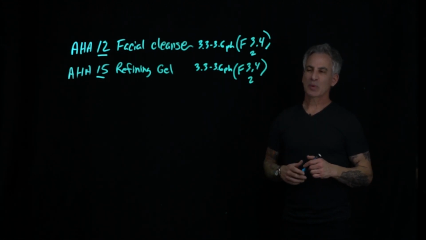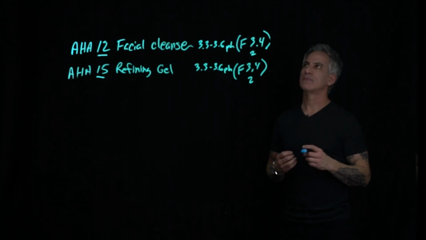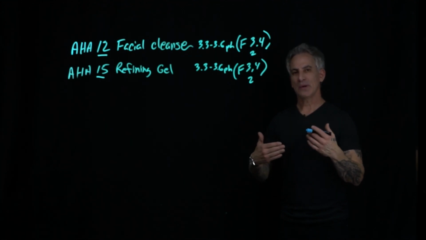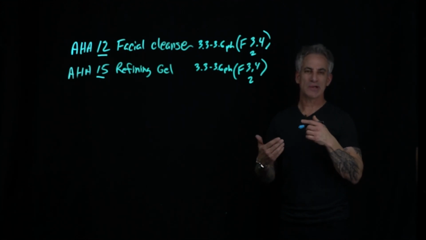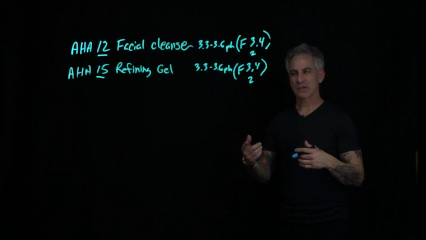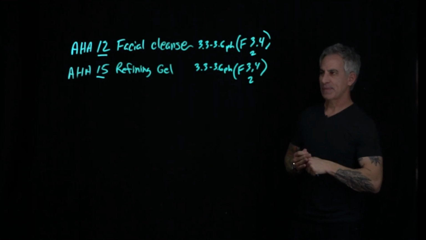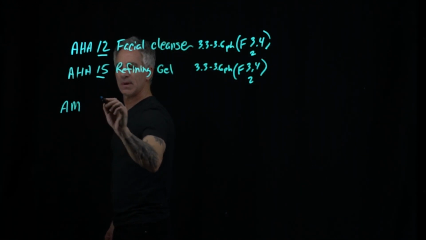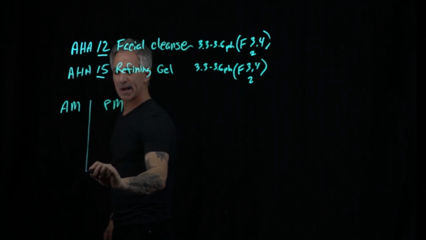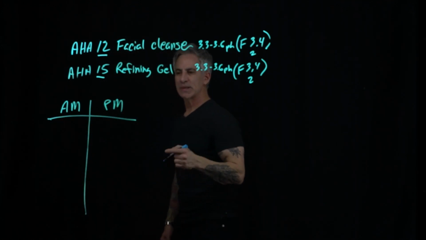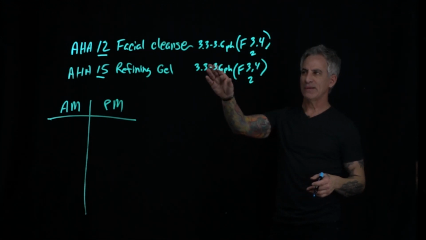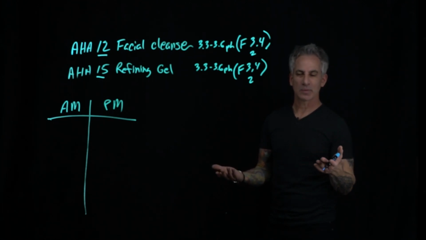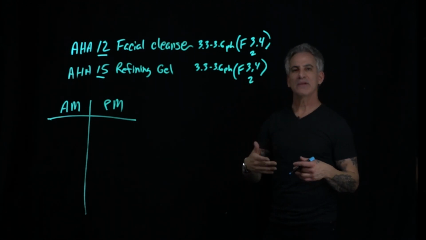Okay, both of these products are what I would call products that would be used in a regenerating cycle if the client would not be available to do a regenerating cycle with actual chemical peels. So basically how that would work is this. With the AHA 12 Facial Cleanser, this is AM, and this is obviously PM, okay? So what I'm going to do is make some notes here, and you'll see what I'm doing because I'm going to write the AHA 12, AHA 15, but I'm going to write off to the side basically how I would use a protocol as it relates to how often and when.